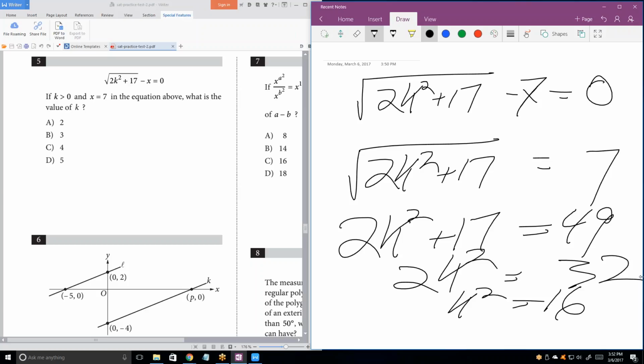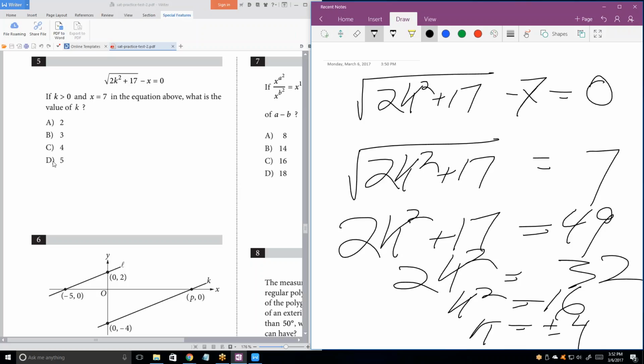So k squared equals 16. K equals 4. K actually equals plus or minus 4. That's okay, but it says k is greater than 0. Yeah, k has to be greater than 0, so that eliminates the minus 4 and gives plus 4 as the only answer.